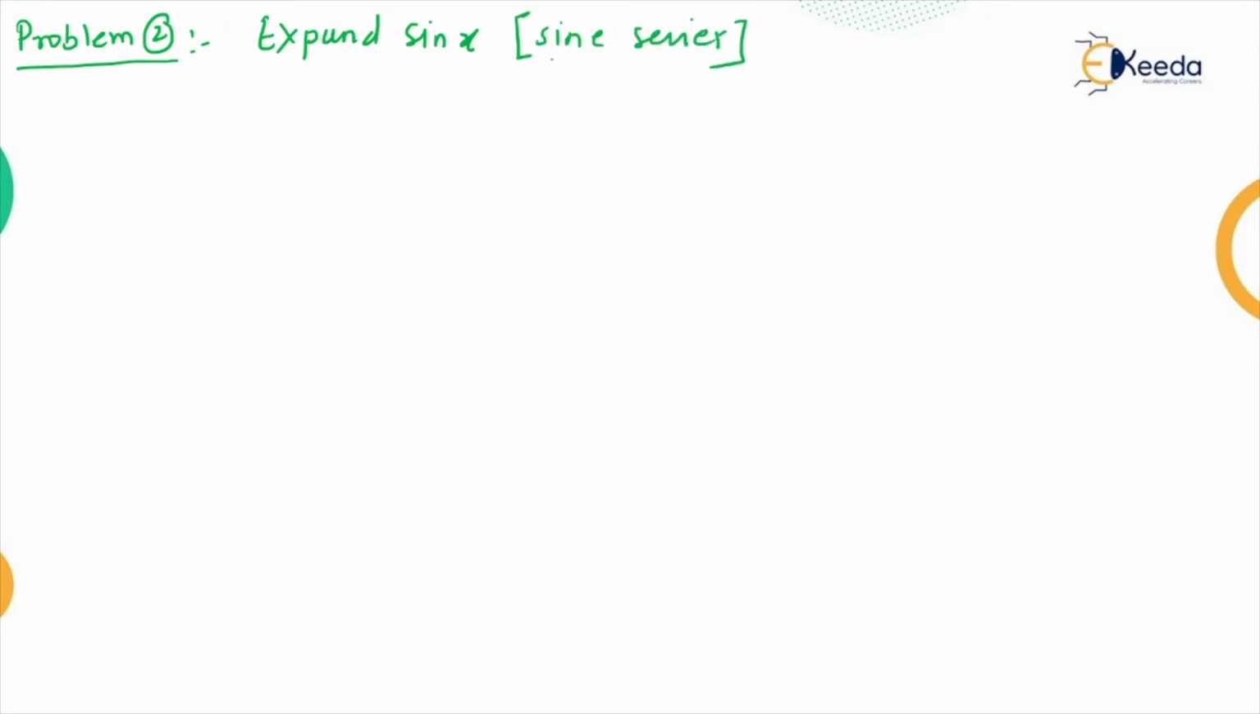Now we are going to discuss the next problem, that is problem number 2. So what is the problem here? Expand sin x. This is called a sine series. Expand sin x, called a sine series, by using Maclaurin's series.